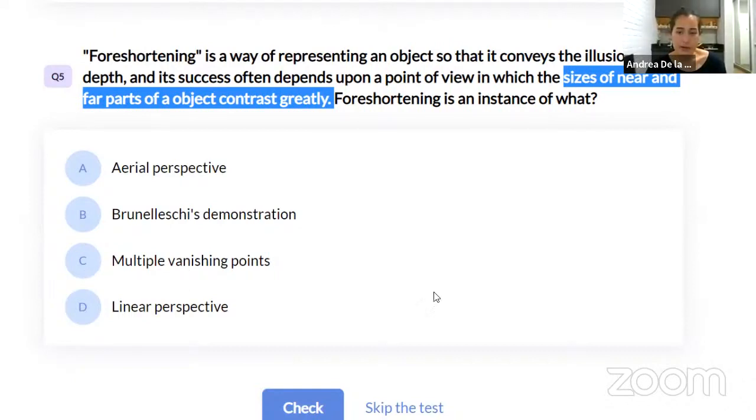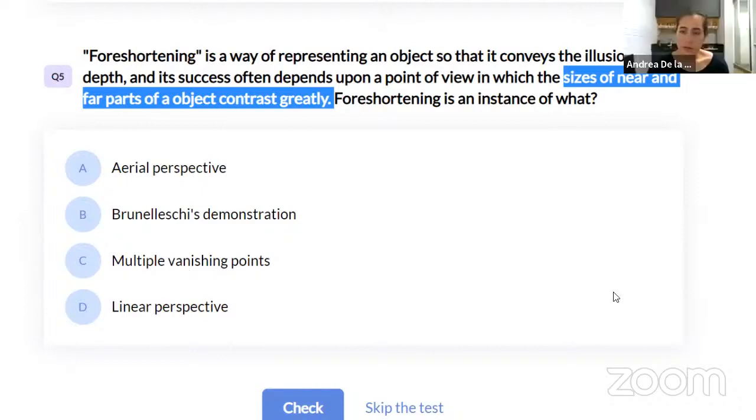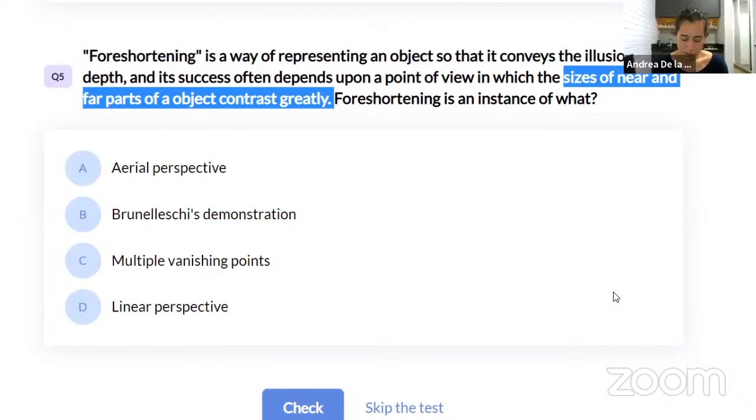Gabriel? Oh, letter C. Maybe. And Rennie? I think letter C. Letter C? As in cat? Yeah. Okay. Wilder?